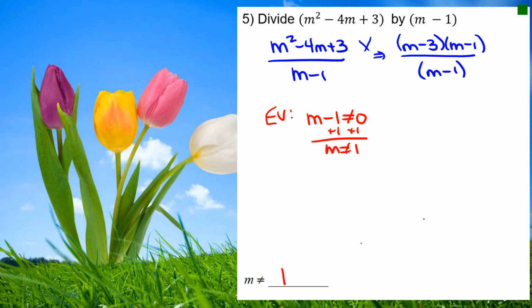Okay, then do we have a factor on top and bottom that can be canceled? Yep, the entire m minus 1 can cancel. So my final answer is just m minus 3. Now there's nothing on the bottom, so if I wanted to put it over 1, I could, but we're kind of lazy. We don't do that.